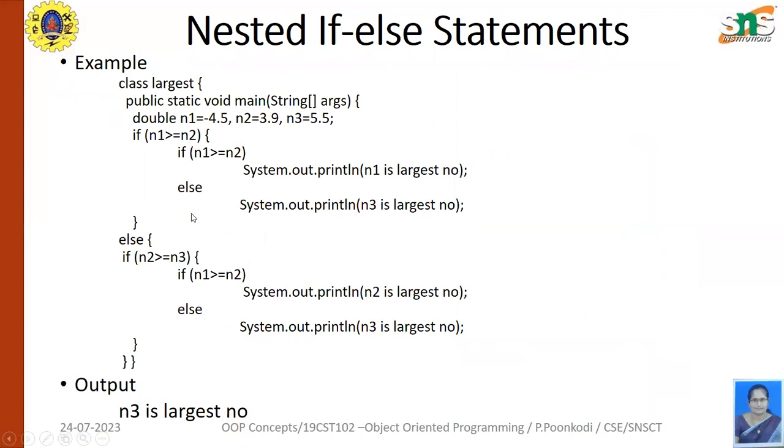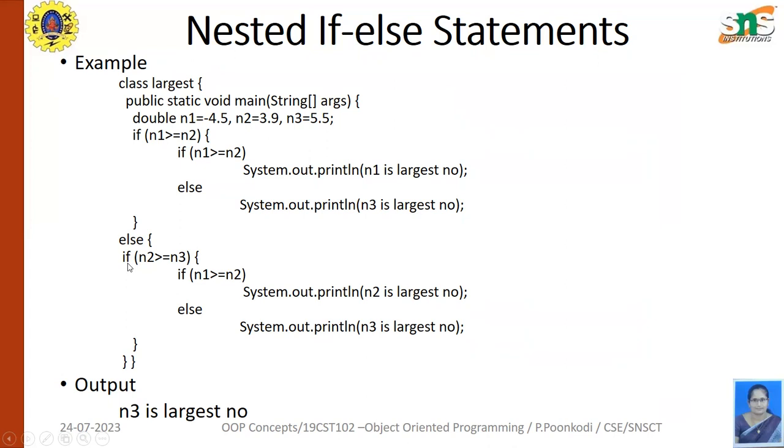For that, the program is given to check the largest number among three numbers. Okay, I have given three numbers. From these, I am checking the greatest number and finding it. Here, number 1 is minus 4.5, number 2 is 3.9, number 3 is 5.5. Okay, we check if n1 is greater than or equal to n2. Yes, that condition is true. But n1 is greater than n3? The condition will become false because here the number is minus 4.5. So it will go for the else part.